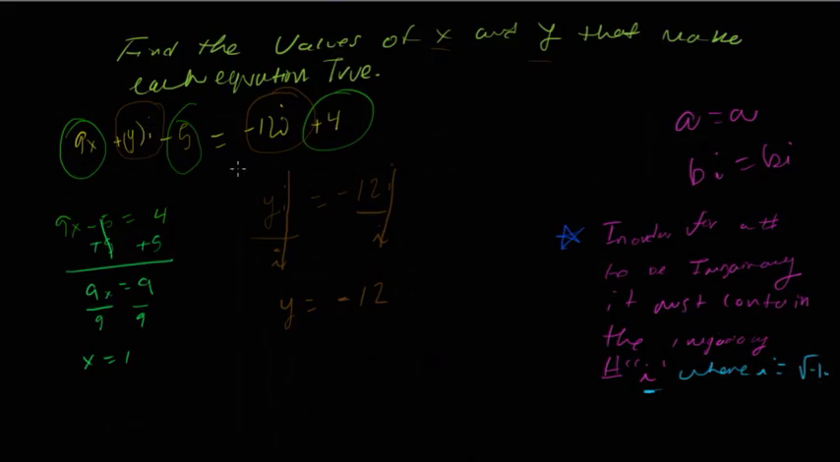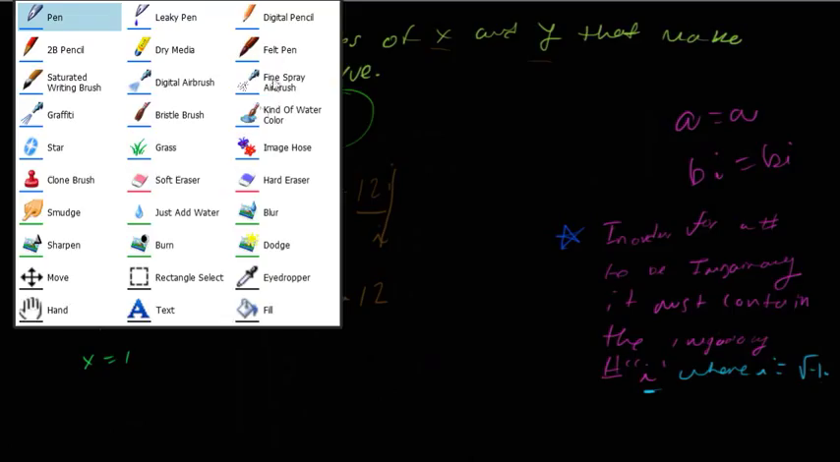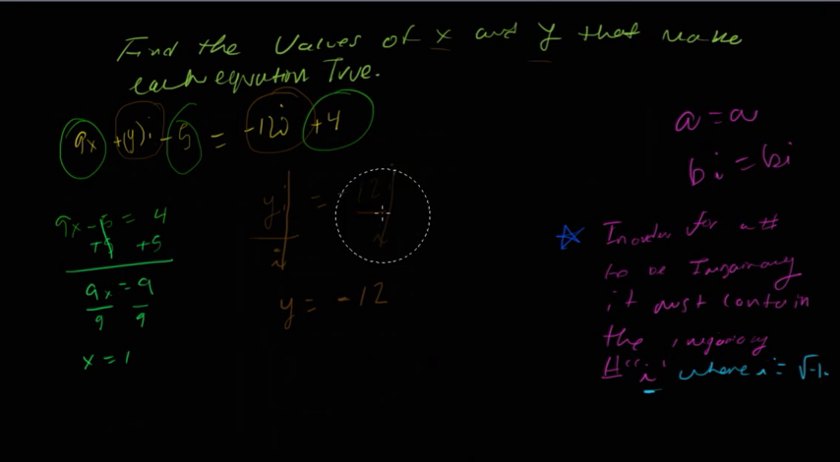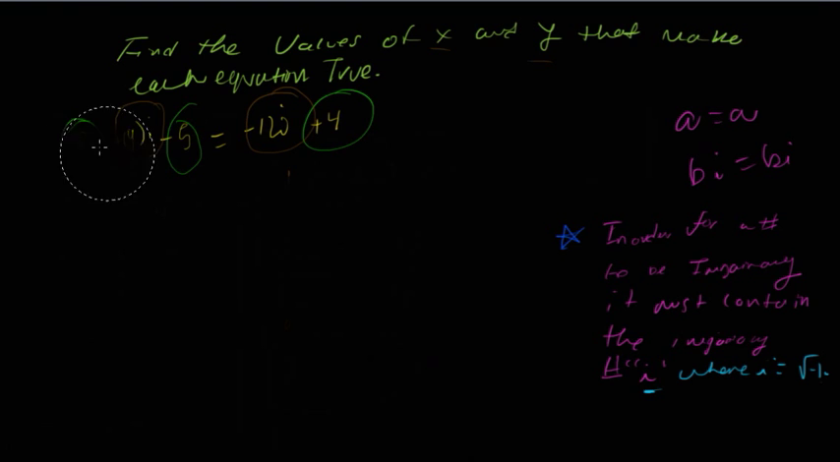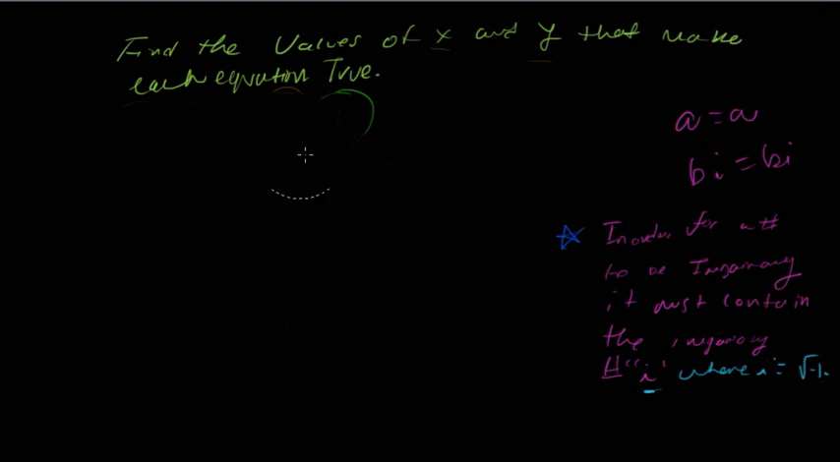Okay? So let's go ahead and get started with another example. Okay, let's look at this example. It says 5 times x minus 1 plus 3 times y multiplied by i is equal to minus 15i minus 20.